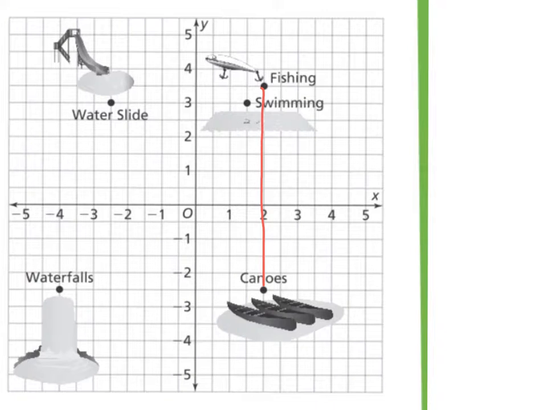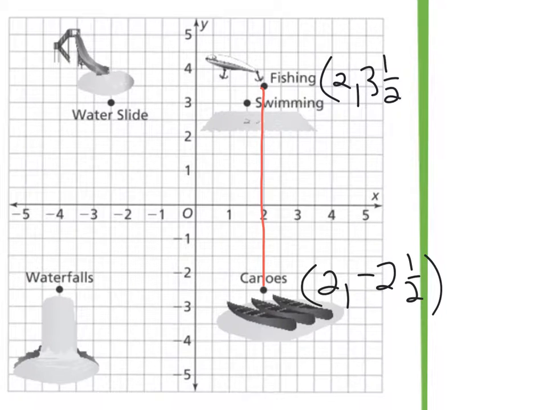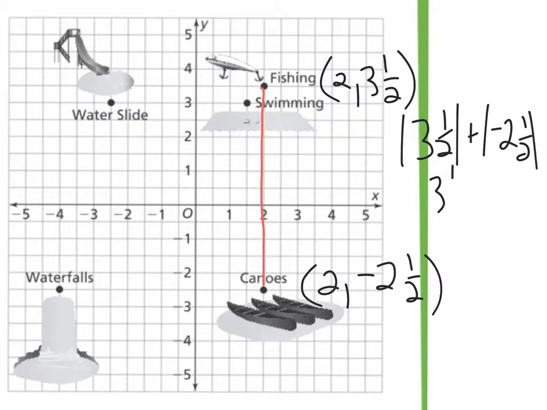So the coordinates, if we wanted to map this out, the coordinates of the canoes are actually at 2, -2.5. Fishing is at 2, 3.5. So one option, like we talked about, would be to take the absolute values of their y's, since the y is what's different, and then add those together.